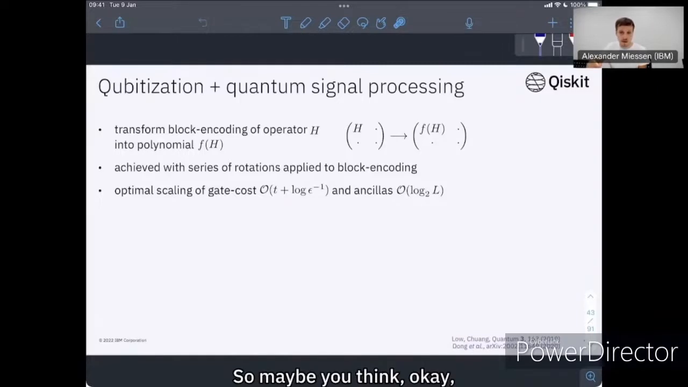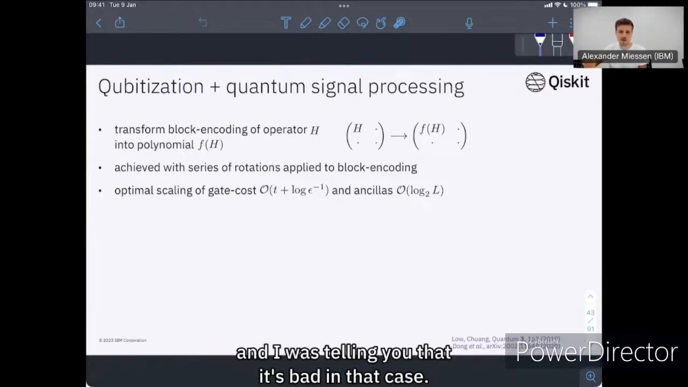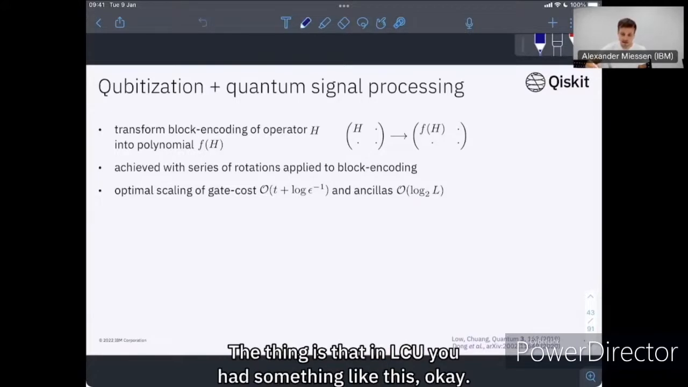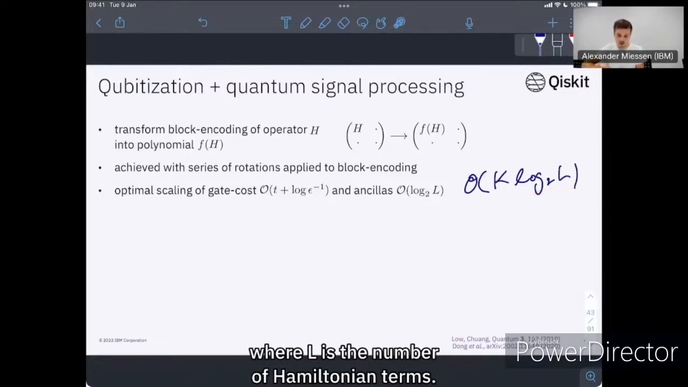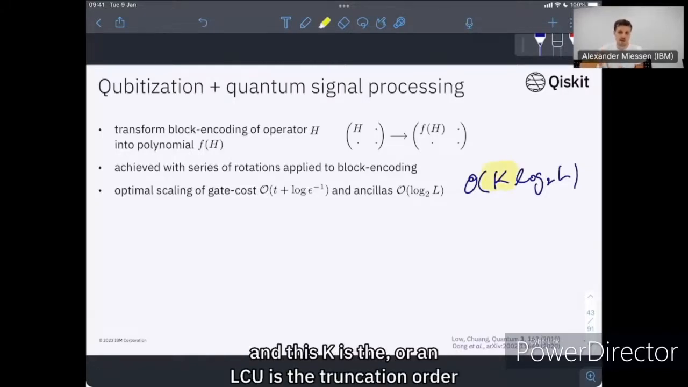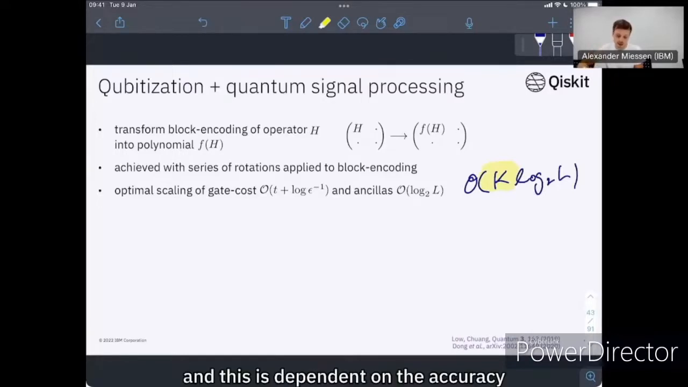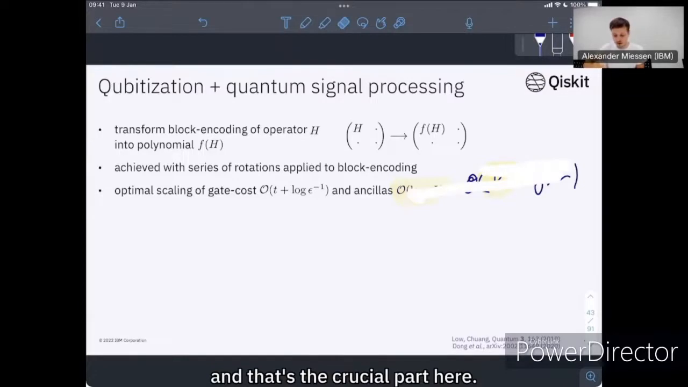Okay, so maybe you think, okay, but we had a similar expression for the number of ancillas with a linear combination of unitaries, and I was telling you it's bad in that case. The thing is that in LCU you had something like this, okay, where you also had this log L, where L is the number of Hamiltonian terms, but more importantly, you had this K here, and this K is the truncation order of your Taylor series, and this is dependent on the accuracy of your simulation, okay. So in LCU, your number of ancillas depends on the accuracy of your simulation, whereas in qubitization, it does not. It is independent of simulation time and accuracy, okay? And that's the crucial part here.